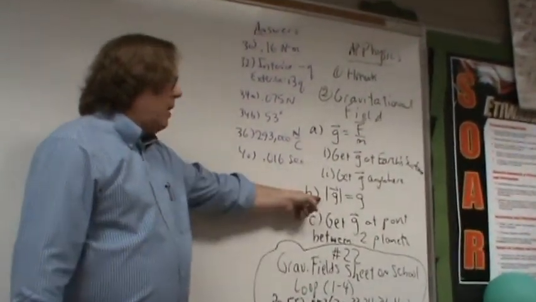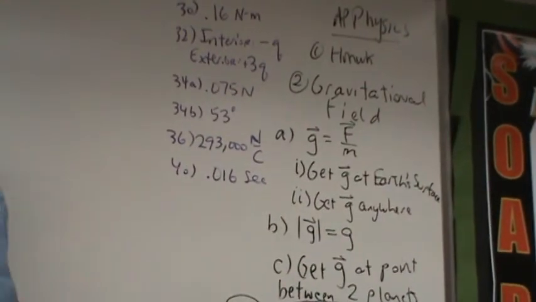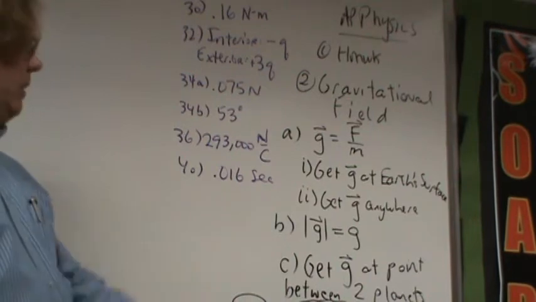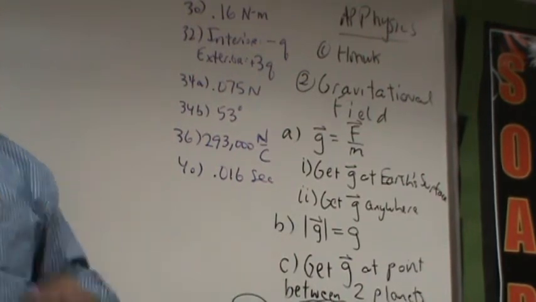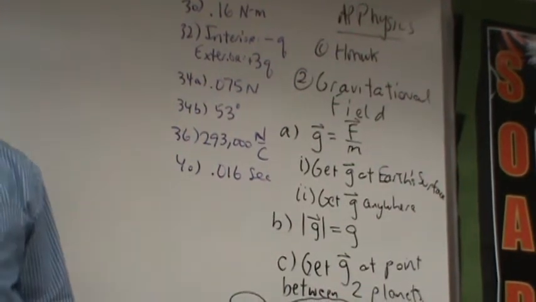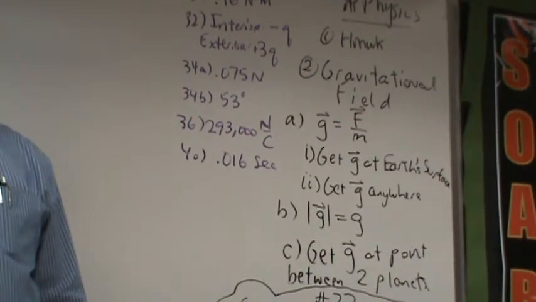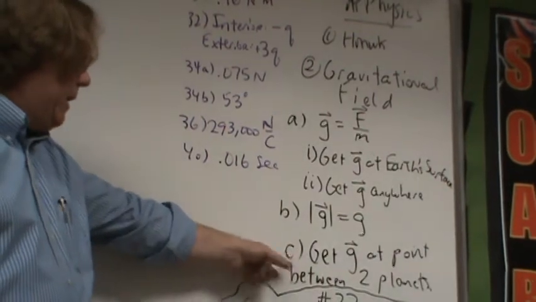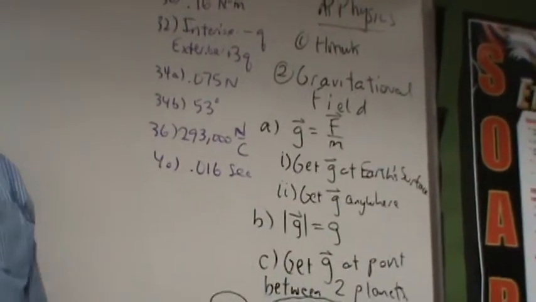And then we'll talk about the fact that the magnitude of gravitational field is always equal to just the acceleration of gravity. So don't let the AP exam fake you out on that issue. If they tell you the gravitational field, in your head you should always think, oh, that's the acceleration of gravity. And then we're going to get the gravitational field at a point between the two planets.